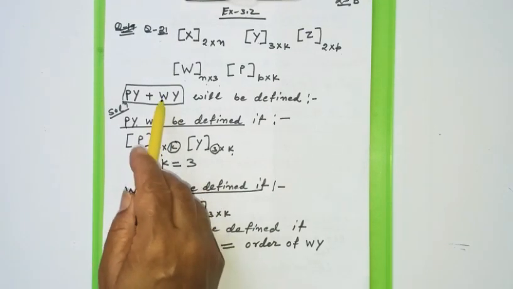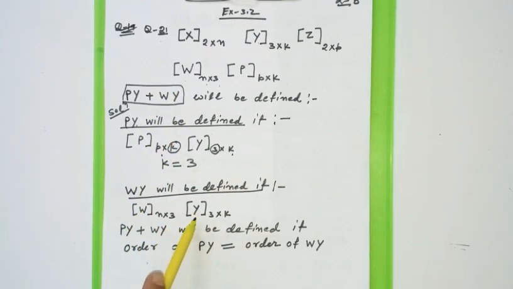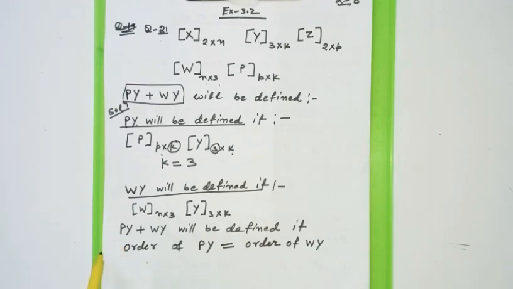Then I have to see when WY is defined. So I write W whose order is n cross 3, and Y whose order is 3 cross k. Now this product WY will be defined if the number of columns of W is equal to the number of rows of Y, which is already there, 3. So now the order of PY and WY should be the same, then only their sum will be defined. PY will be defined when k is 3, WY is already defined, but the sum of PY and WY will be defined if the order of PY is equal to the order of WY.